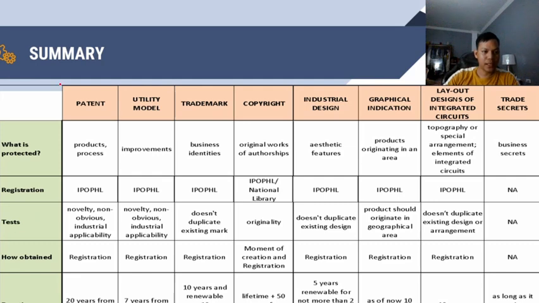As to the test, for the patent, we will test the novelty, non-obviousness, and industrial applicability. Same with the utility model. And for the trademark, it must not duplicate an existing mark. So the important thing here is that there is no existing mark. And for the test for the copyright, it must be original. And also the industrial design, same with the trademark. It doesn't duplicate an existing design. So it must be unique.